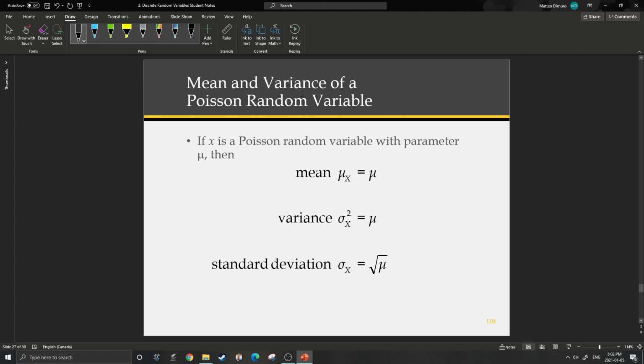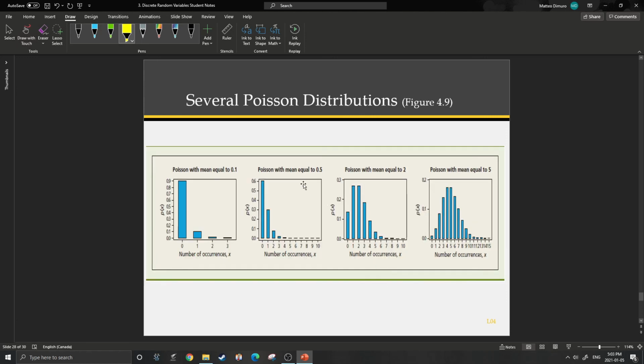Couple things about mean and variance of a Poisson variable. So if x is a Poisson random variable with the parameter mu, then the mean is merely going to be the mean, and the variance is going to be the mean as well. So that's a little different. Okay, so the variance is indeed the mean. And this is on our formula sheet, so don't worry too much about memorizing everything. But the variance is the mean. So then the standard deviation is just going to be the square root of the mean.